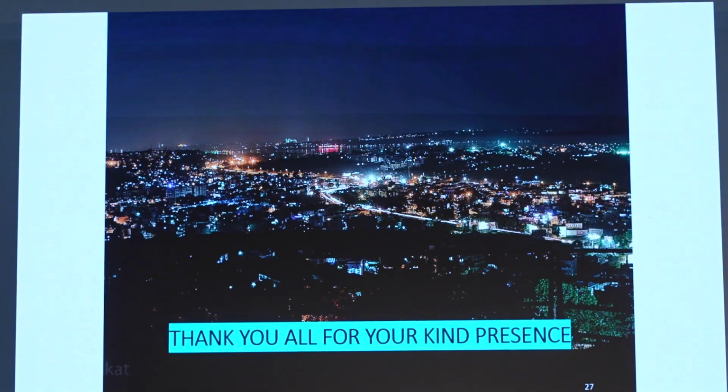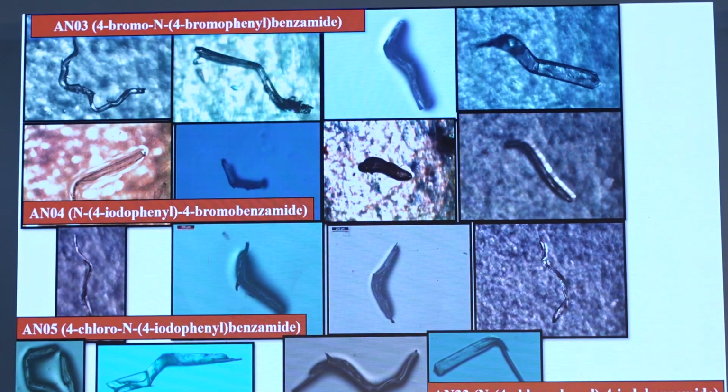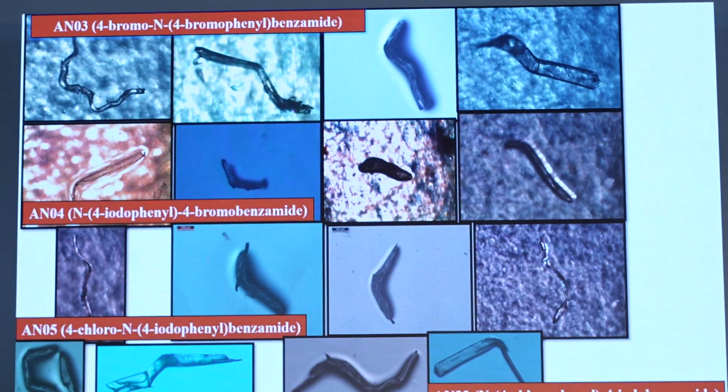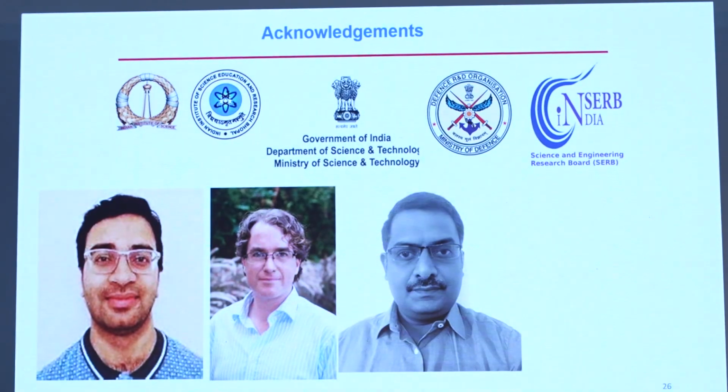So with this, I would like to end my presentation. There are many examples we have of plastic crystals. We are looking into those in benzamides. And with this, I would like to end.